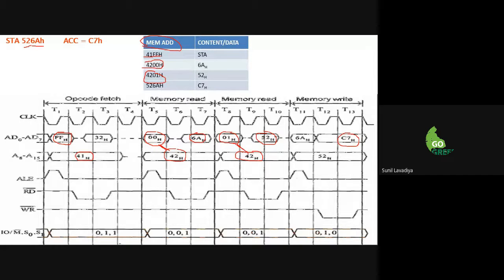42 and 01. Everyone please focus on this right now. Then the 52 6A, 526A. So 52 here and 6A here. So it's 526A. Then ALE always comes in the first cycle, the first machine cycle. Excuse me.